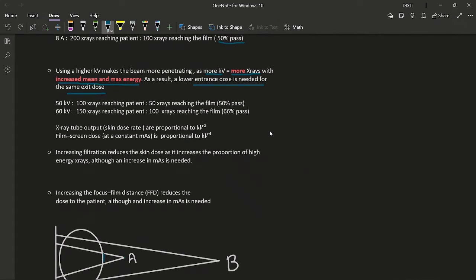So here is another theoretical example. Suppose you are applying 50 kilovolt, and you have 100 X-rays which are produced and reach the patient. Out of that, 50 X-rays pass through the patient and reach the film, so you have a 50% pass rate. Now consider you are increasing the kilovoltage to 60. Now you have 150 X-rays reaching the patient. Out of that, 100 X-rays reach the film. So in this case, you have an increased proportion of X-rays passing through the patient.